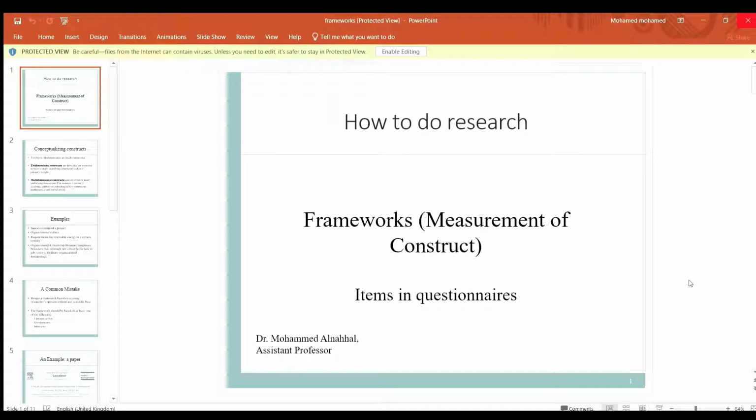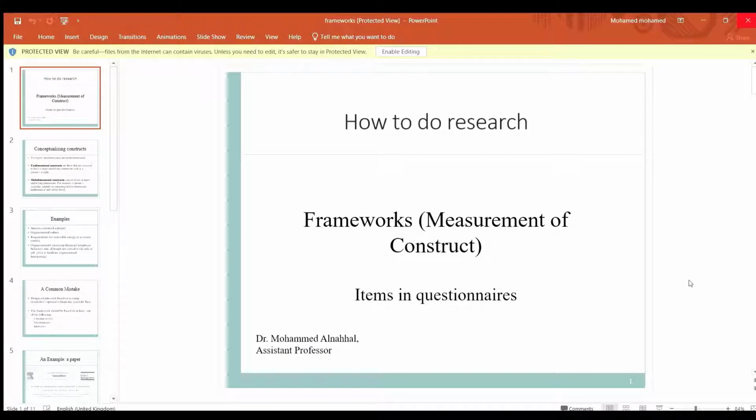Hello everyone. In this video I will talk about the framework or measurement of constructs that are used in questionnaires. In your questionnaires, in your research, you need to determine which items you will use. Some people just use certain items based on their opinions or point of view, but this is not the right way to do research.